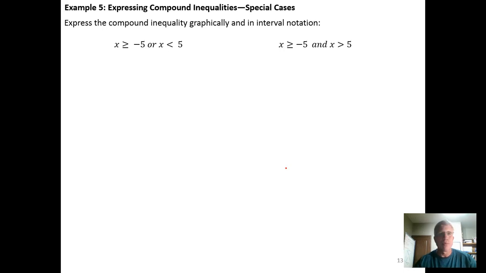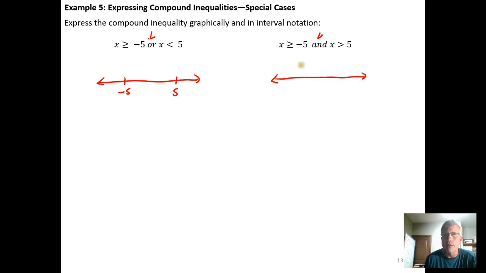So the last example, we have an "or" statement and an "and" statement. We'll go ahead and make the two number lines. So I have a number line here with boundary points at -5 and 5. And these are just usually a matter of trying to reason through whether we have a situation that's possible or not. So we have -5 and 5. So x greater than or equal to -5 means, hey, here I am at -5.